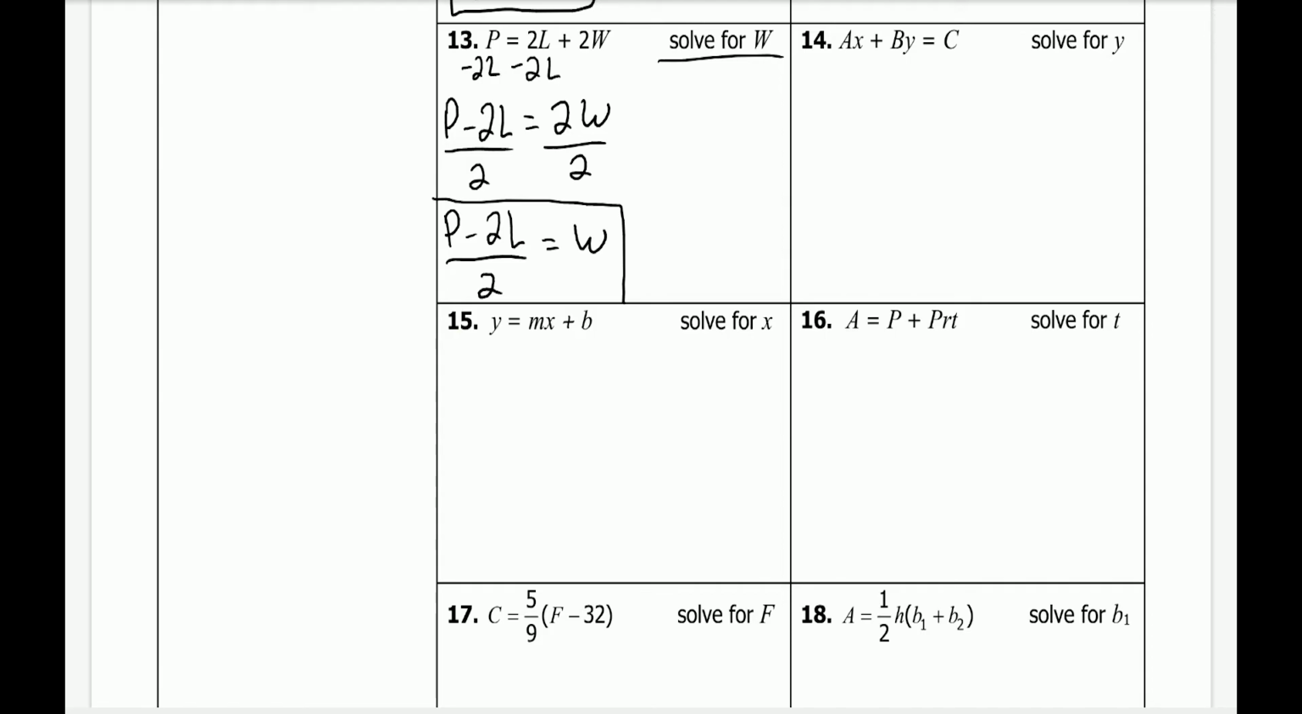All right, let's look at number 14. We have ax plus by is equal to c, and we're asked to solve for y. So, first step, we have to isolate y. So we have to subtract ax from both sides.